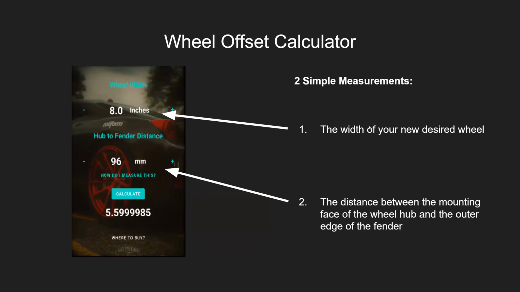To use the wheel offset function of the app, you would need two simple measurements. The first measurement is the width of your new desired wheel, and the second measurement is the distance between the mounting face of your wheel hub and the outside edge of your fender. Once you have inputted these two simple measurements, you just need to click calculate and your new wheel offset will appear underneath.